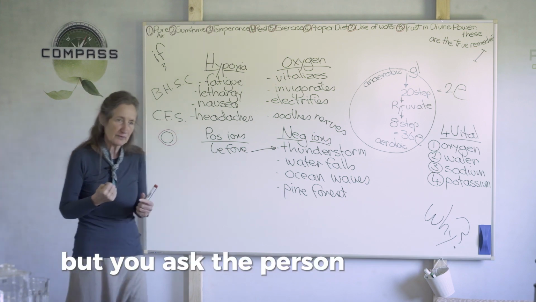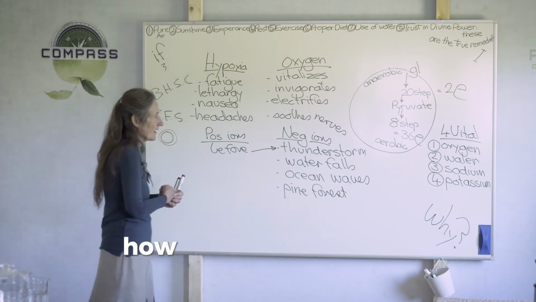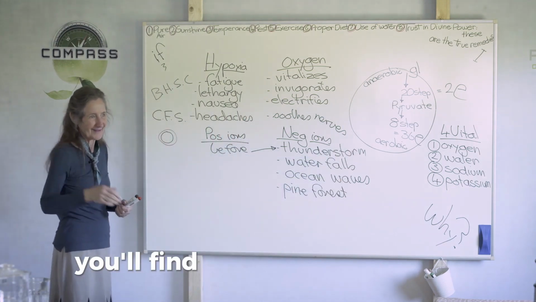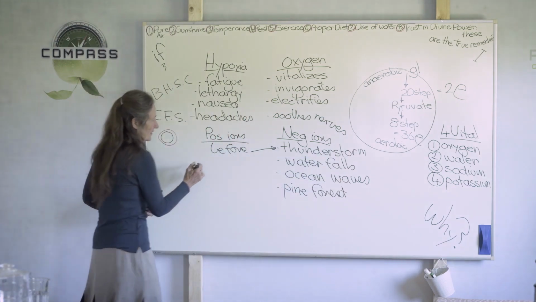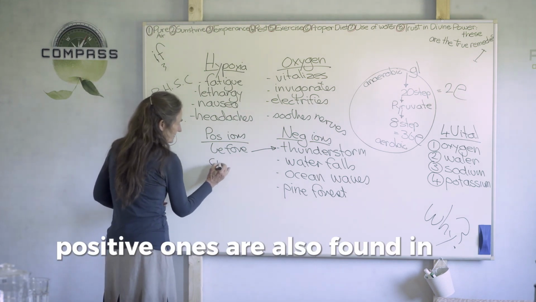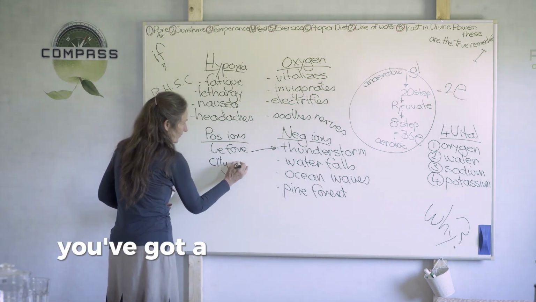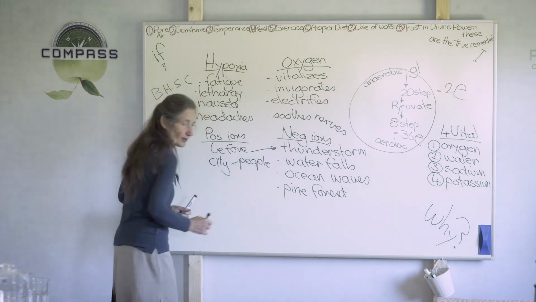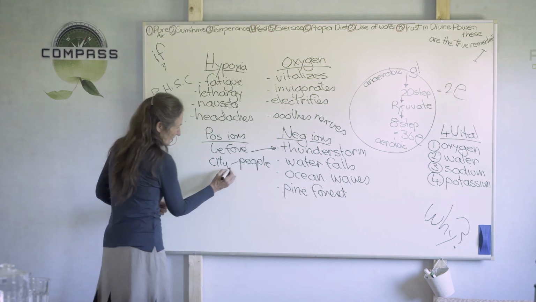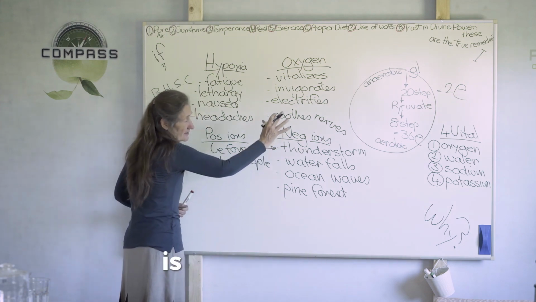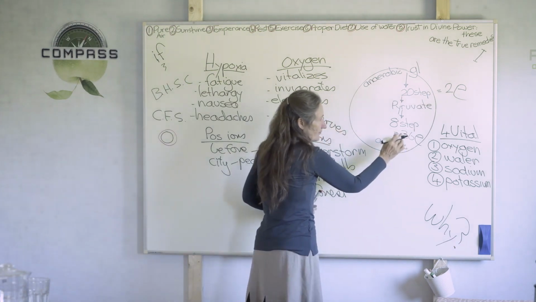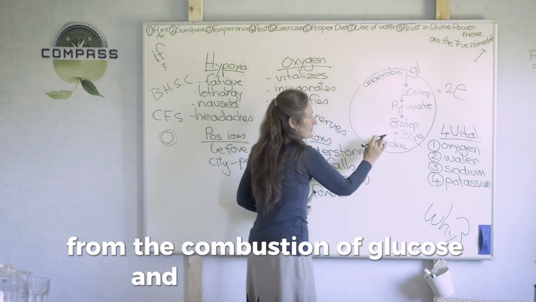But you ask the person with arthritis how they feel once the thunderstorm hits. You'll find the relief, that's right. Positive ions are also found in the city. In the city, you've got a lot of people who are all breathing out carbon dioxide. Carbon dioxide is the gaseous waste that comes out from the combustion of glucose and oxygen in the cell.